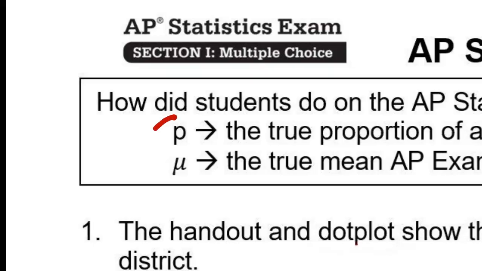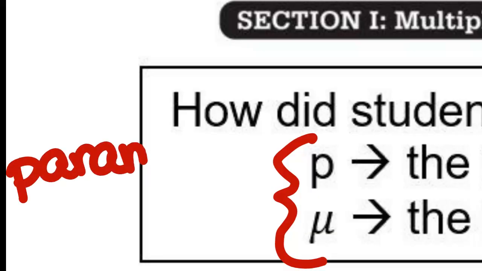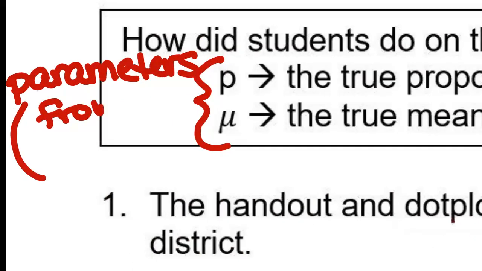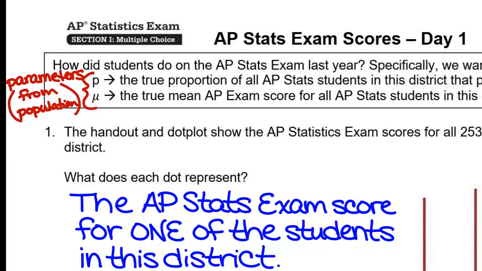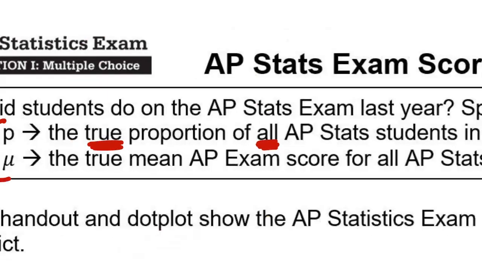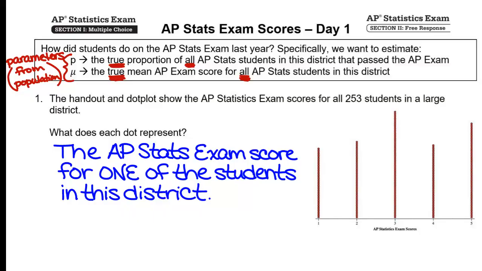We call P and mu parameters. These come directly from the population. P is the true proportion of all the AP Stats scores. Mu is the true mean of all AP Stats students in this district. Whenever we're looking at a parameter, it is the true whatever we just calculated for the entire population.